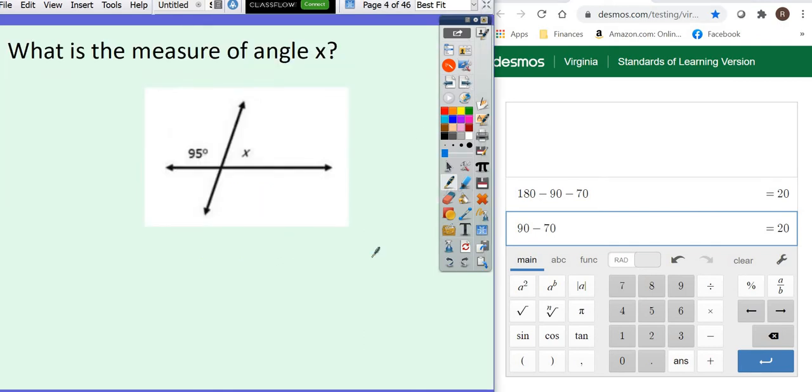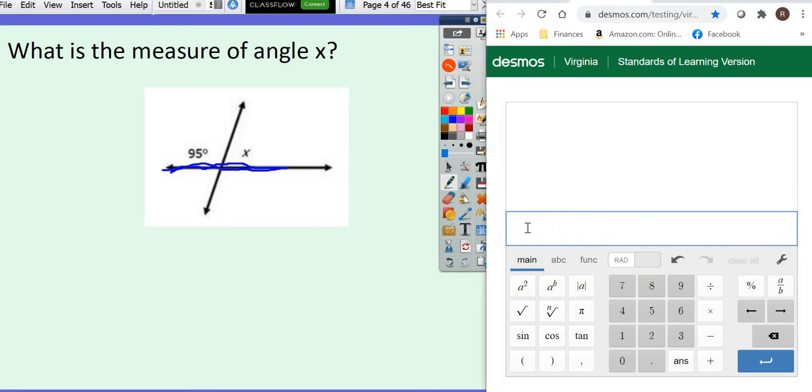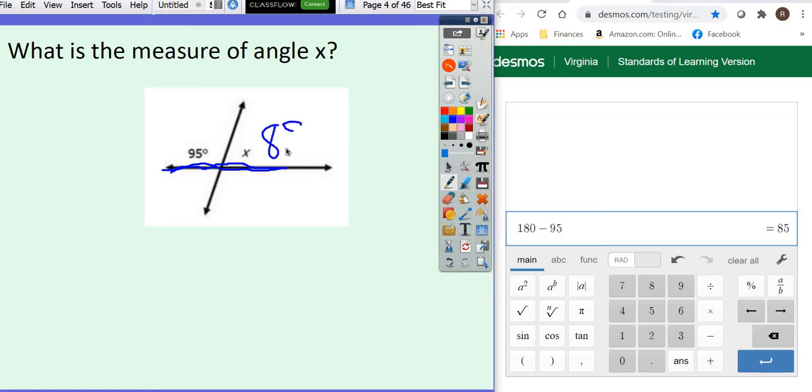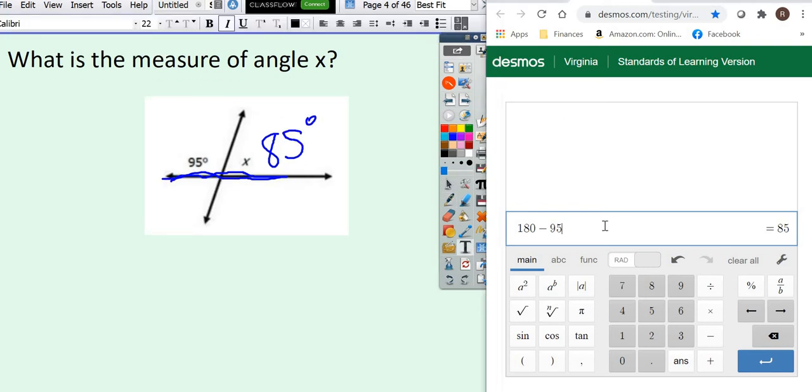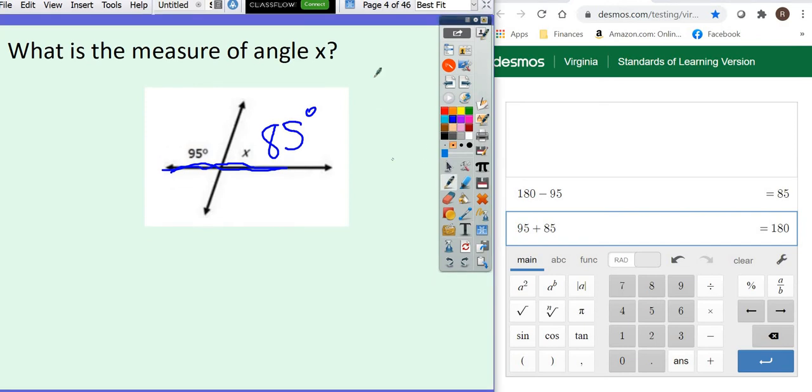If you go to the next one, it says, what is the measure of X? Again, you just have to notice this makes a straight line, which is supplementary. So again, with supplementary angles, you just ask yourself, they're 180 together, and if one of them is 95 and I take that away, that means X must be 85 degrees. And if you want to check yourself, you go to the next line on your calculator and you say, all right, 95 plus 85 is 180. So then you know that you are correct. Let's try the next one.